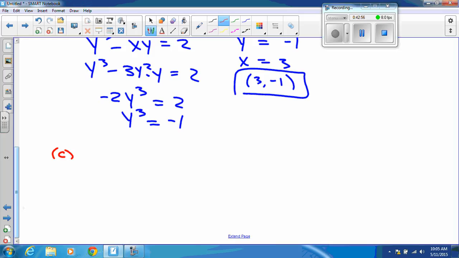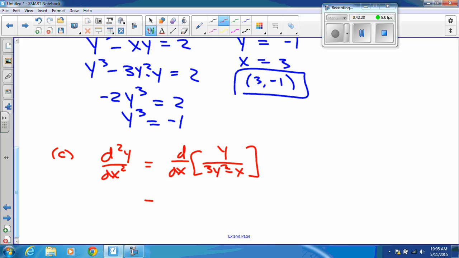You would find d squared y. So 3y squared minus x. Let me insert one thing here that I think you meant, but you didn't say. Carrying on. 3y squared minus x, times the derivative of y, which is dy dx, minus y times the derivative of 3y squared minus x, which is 6y dy dx minus 1.